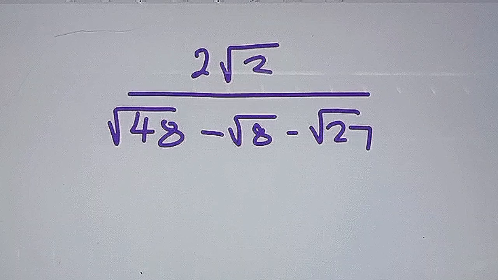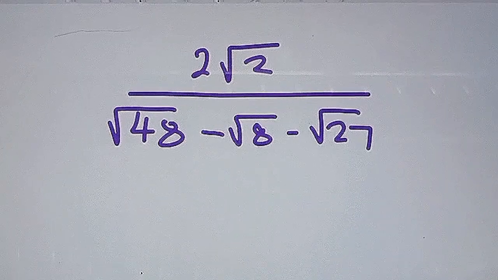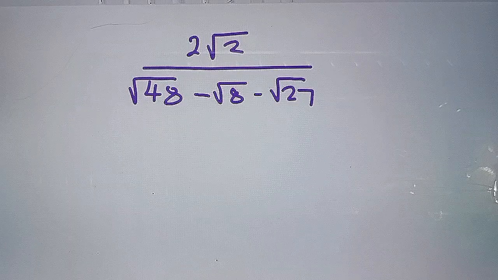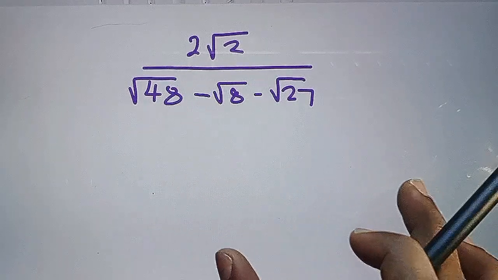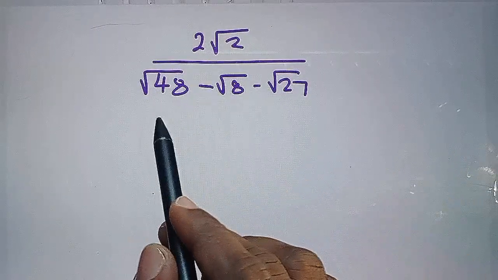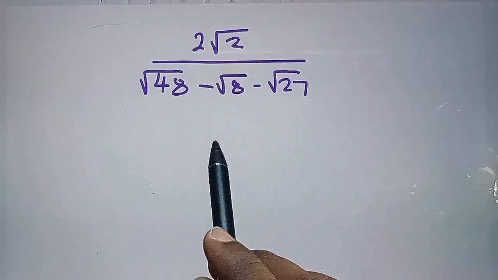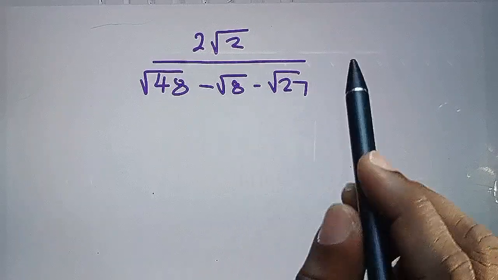Hello everyone. In this tutorial, we're going to solve this radical expression. Let's see how we can simplify this. We are given 2 root 2 all over root 48 minus root 8, then minus root 27.